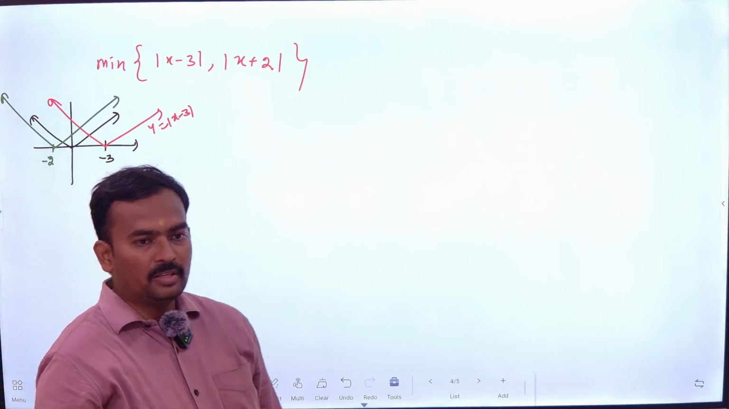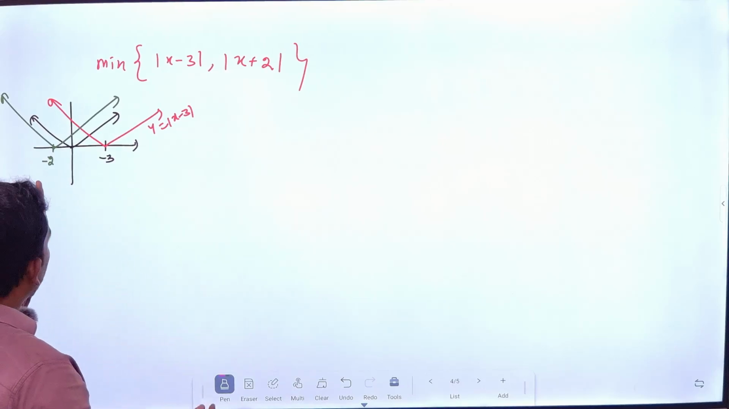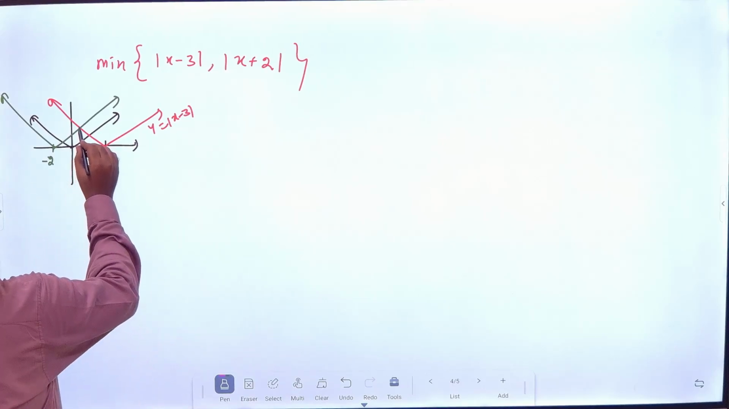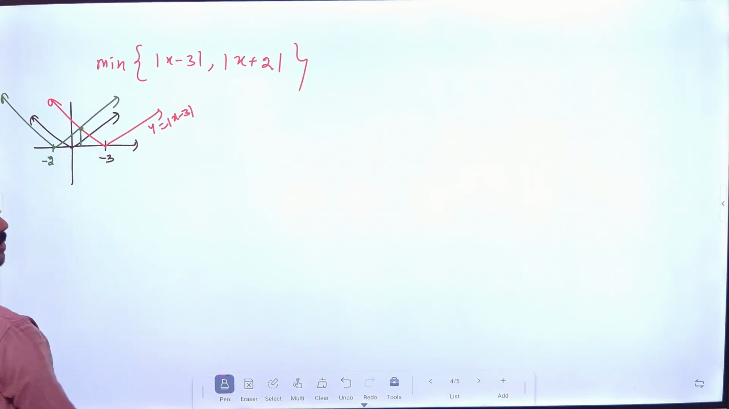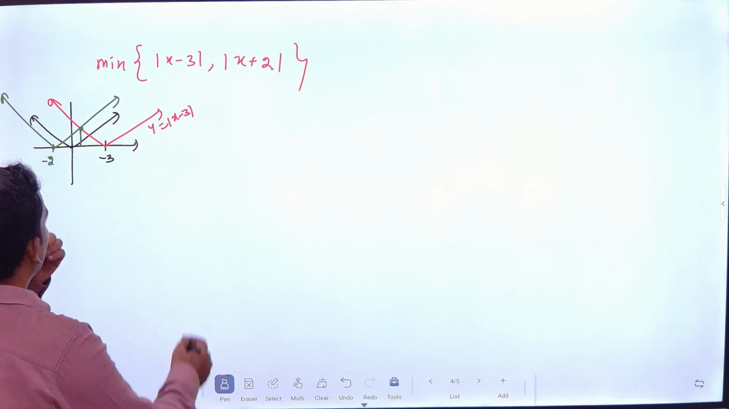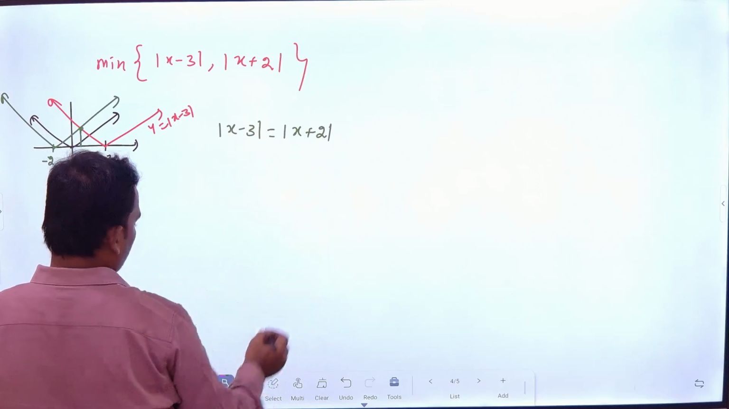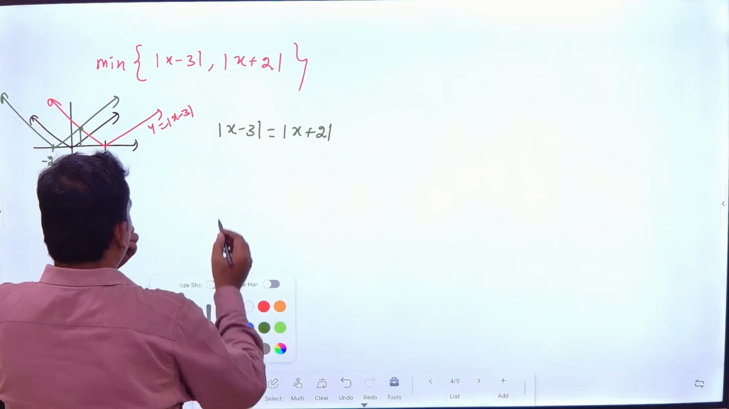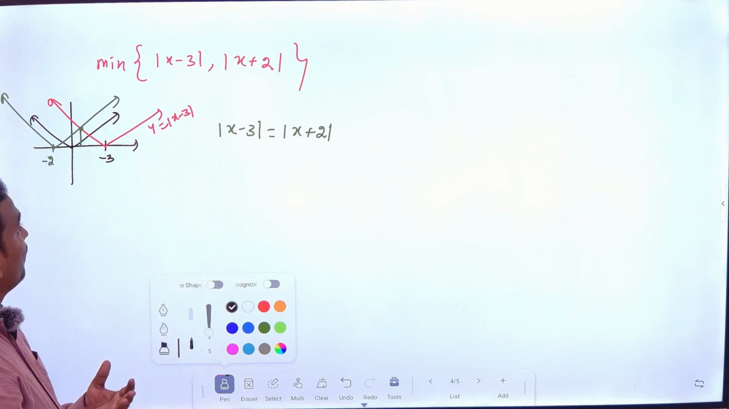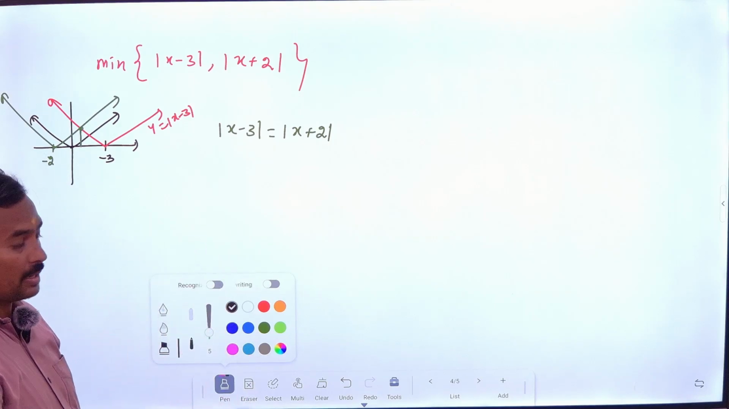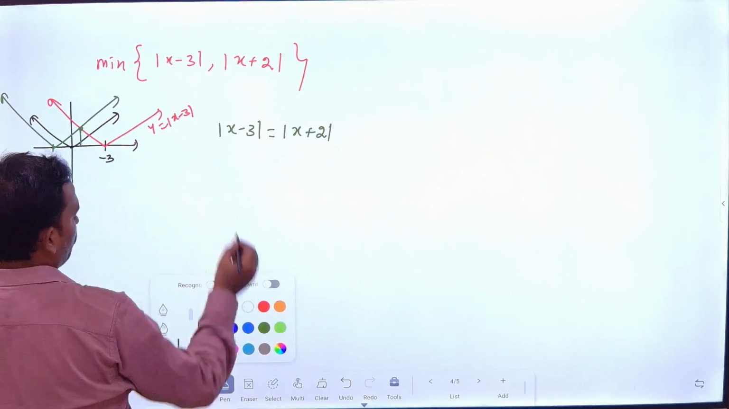For these two graphs, the breaking points are minus 2 and 3, and one more point is there: the point of intersection of these two curves. Let us find that one. We equate these two curves, mod x minus 3 equals mod x plus 2, and square both sides. Why I'm explaining step by step: some students face difficulty in redefining the graph, so for that I'm explaining step by step.